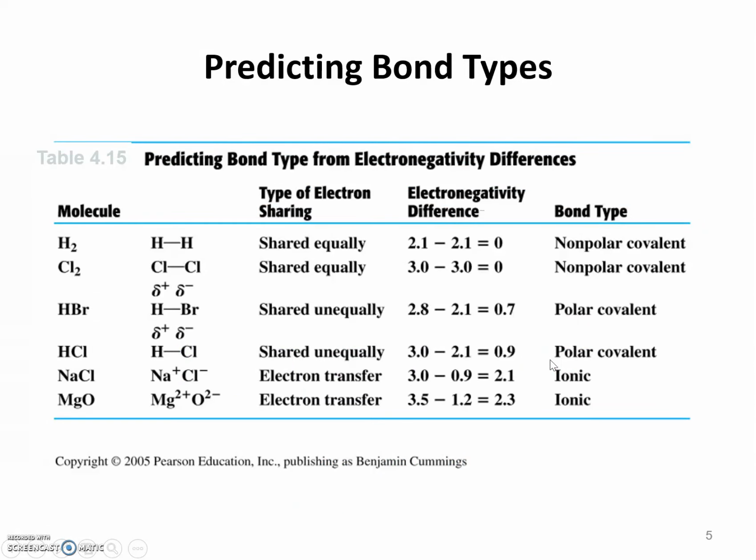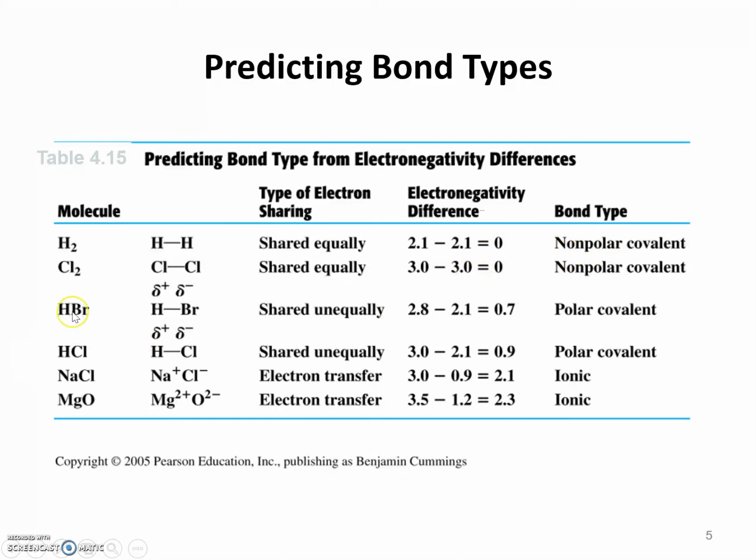So then here's some examples of compounds and different types of bonds. Obviously if you have a diatomic molecule where both atoms are the same, then the electrons have to be shared equally because they have equal electronegativities. You see the electronegativity difference there is 0, so you have a non-polar covalent bond.